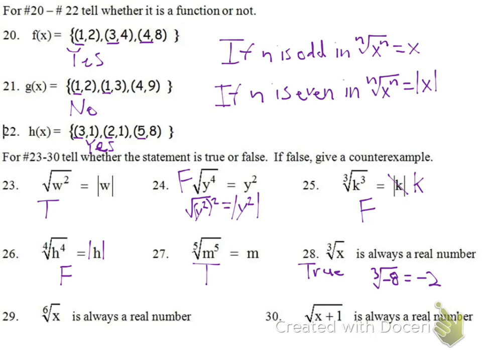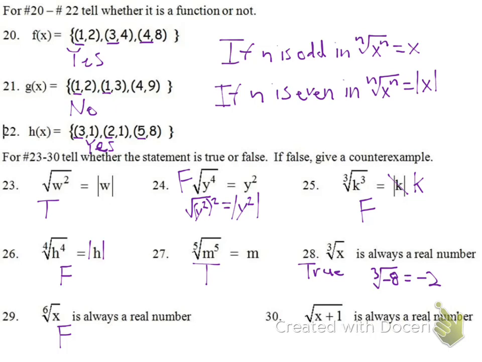Now we look at 29. We have the sixth root. Now the sixth root is an even root, and an even root is going to apply the same way that the square root would. In a square root, we couldn't have a negative and get a real number. It would turn out to be imaginary, so that one is false.